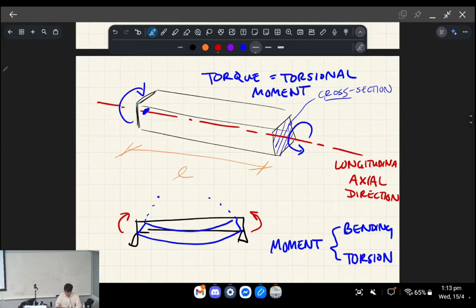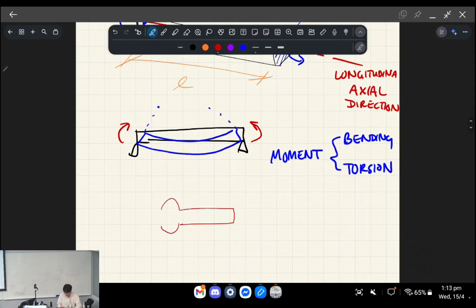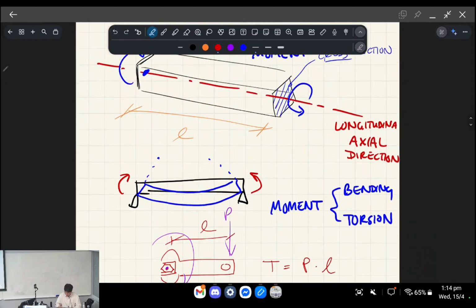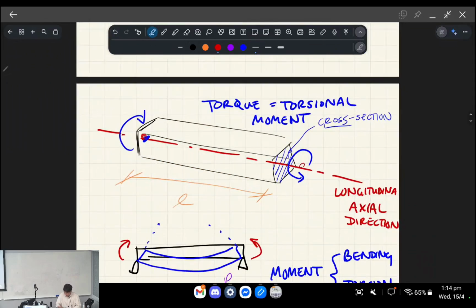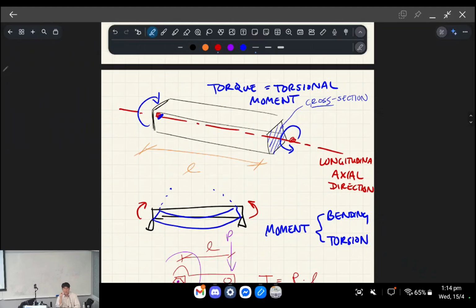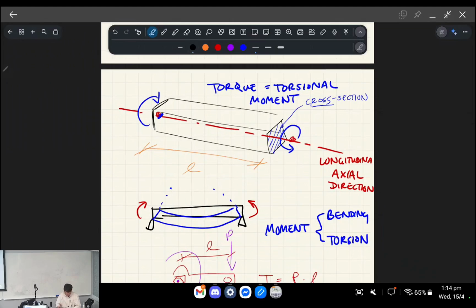So, for example, if I have a wrench, and I'm tightening a nut, I'm applying a torsional moment or a torque. If I apply a point load, and that's your lever arm, that's the idea of torque: T is equal to P times L. So this is a torsion that's induced by a force, like a point load. But you can also just apply point torsion moments at some given point. Okay, does that make sense? Yeah? Okay, so that's what torque is.